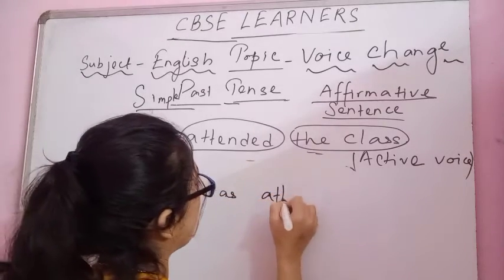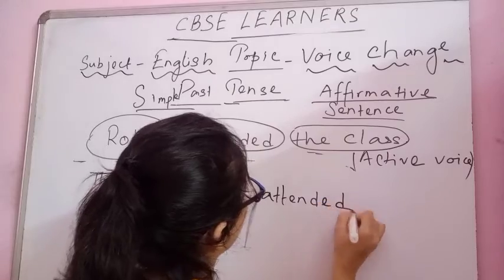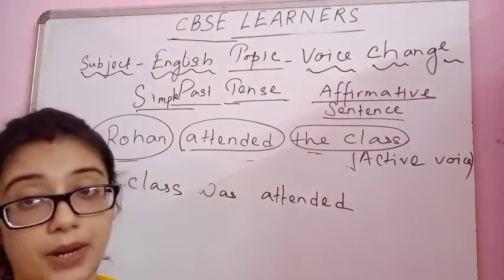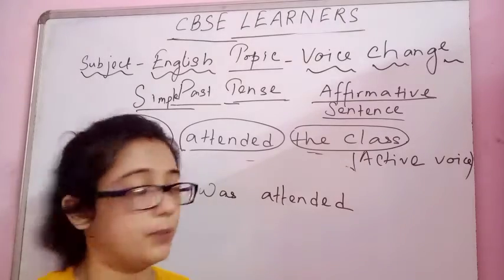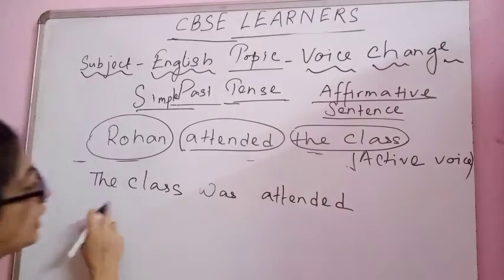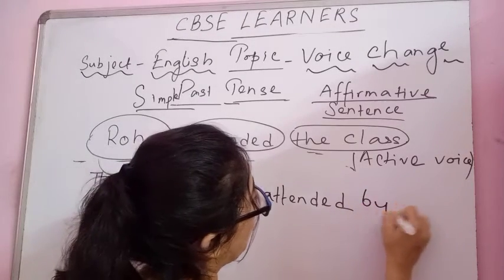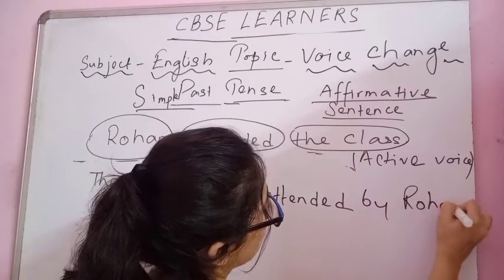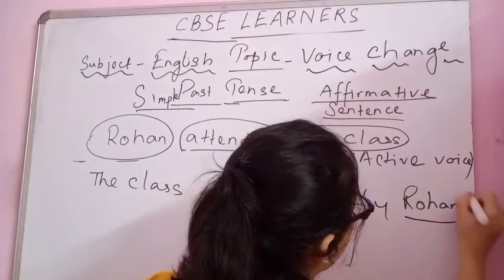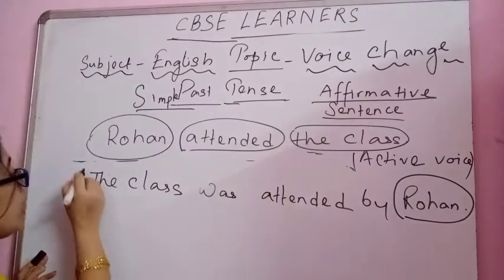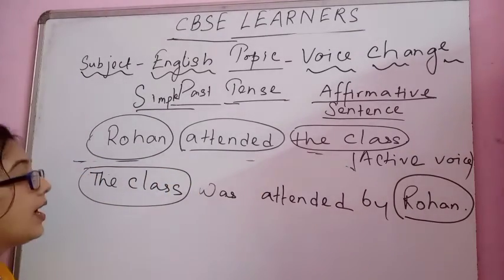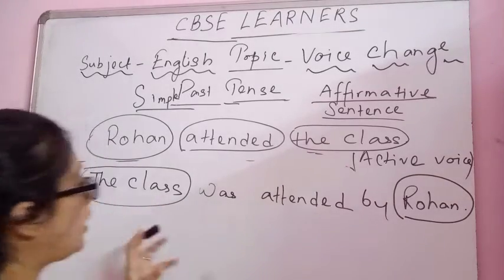So, we will be using the past participle form, not the present participle. The present participle is the ing verb. So, we will be using the past participle form of the verb, okay. So, the class was attended by Rohan. Here we will use the subject at the end, and the focus is on the object, which is the class.